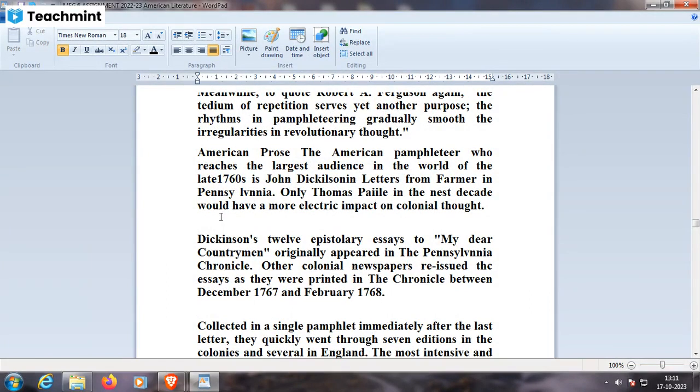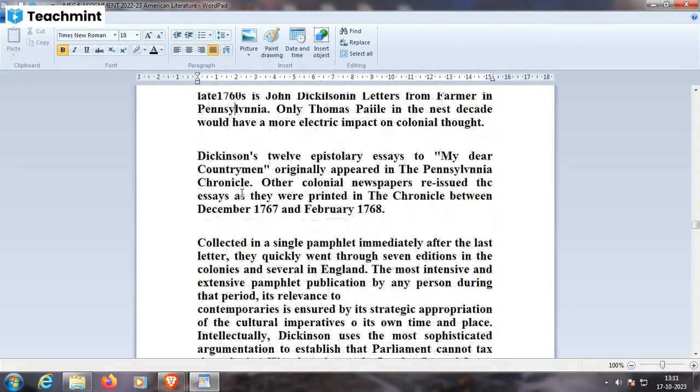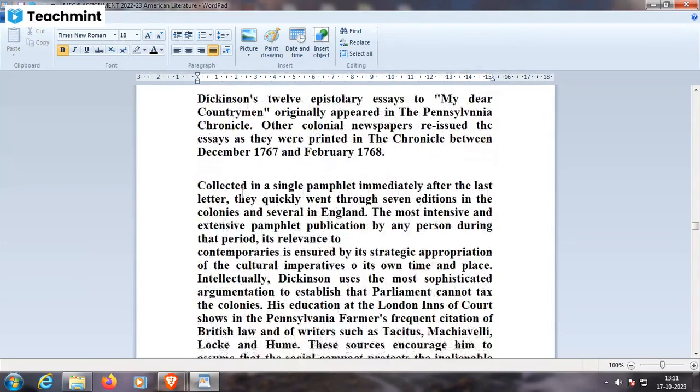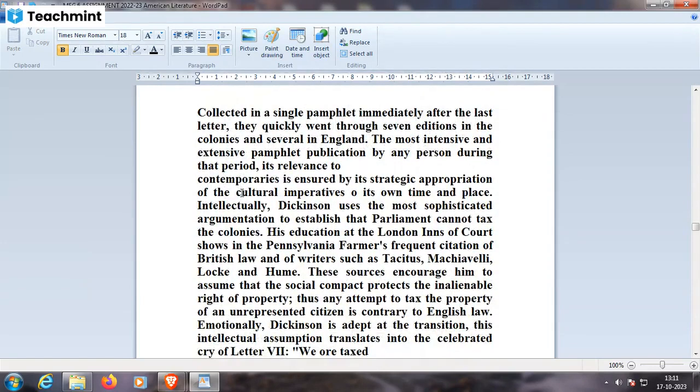Dickinson's Letters from a Farmer in Pennsylvania. Only Thomas Paine, in the next decade, would have a more electric impact on colonial thought. Dickinson's 12 epistolary essays to my dear countrymen originally appeared in the Pennsylvania Chronicle. Other newspapers reissued the essays as they were printed in the Chronicle between December 1767 and February 1768.